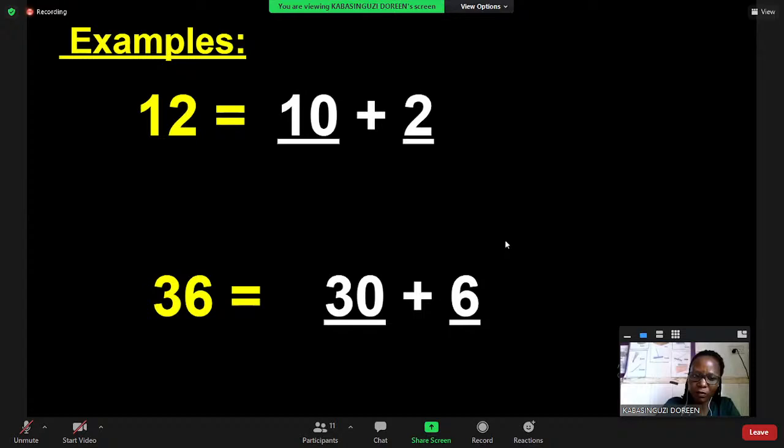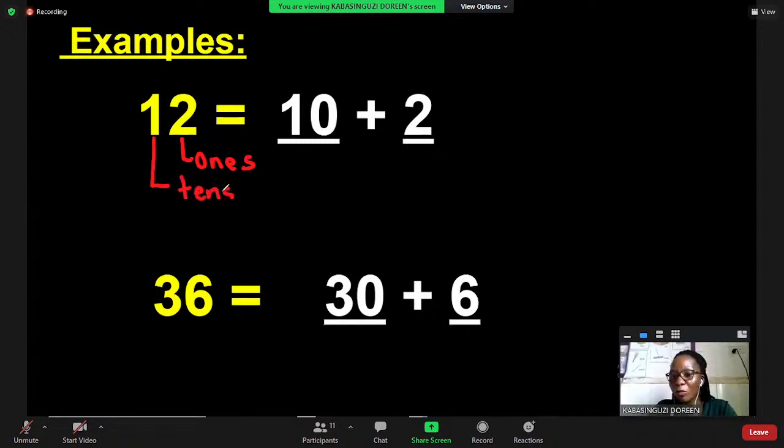Let me get my pencil here. This is number 12. We said the first number you write is the ones, and the second number here represents the tens. I remember even when we were drawing bundles, sticks and ones and the bundles. Do you remember? We were looking at the ones and the tens. So here we have the ones here, and the tens here.